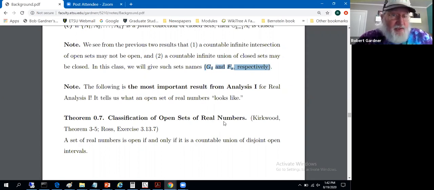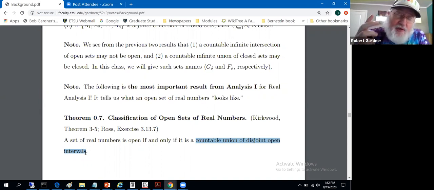From senior level analysis, you know, Kirkwood and Ross do both of these, a set of real numbers is open if and only if it is a countable union of disjoint open intervals. Countable union of disjoint open intervals. If we were in class, I'd have you mouth those words along with me. This is so essential. A set of real numbers is open if and only if it's a countable disjoint union of open intervals. So the three magic words are countable, union, disjoint open.